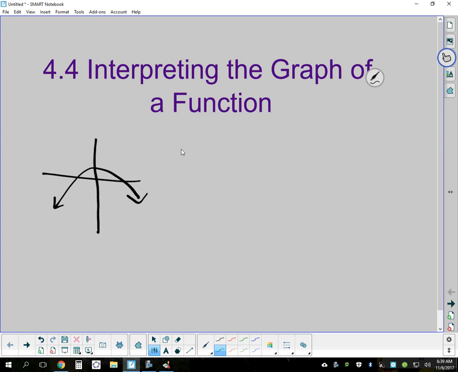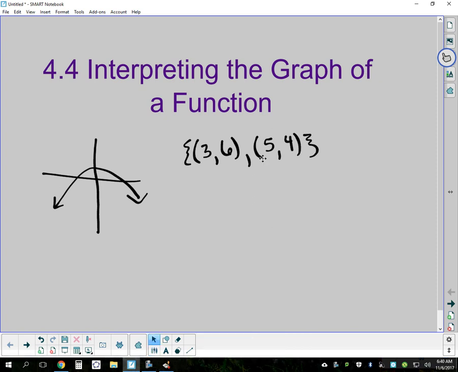We also talked about how to tell on a set of ordered pairs, and the rule for that is that each x value can only have one y value. So our x value shouldn't repeat, because this 3 could only go to 6, this 5 could only go to 4. We can look at that on a t-chart as well. And the other way was a mapping, and that shows you how each element of the domain pairs up with each element of the range. Okay, so different ways to tell if something is a function or not.